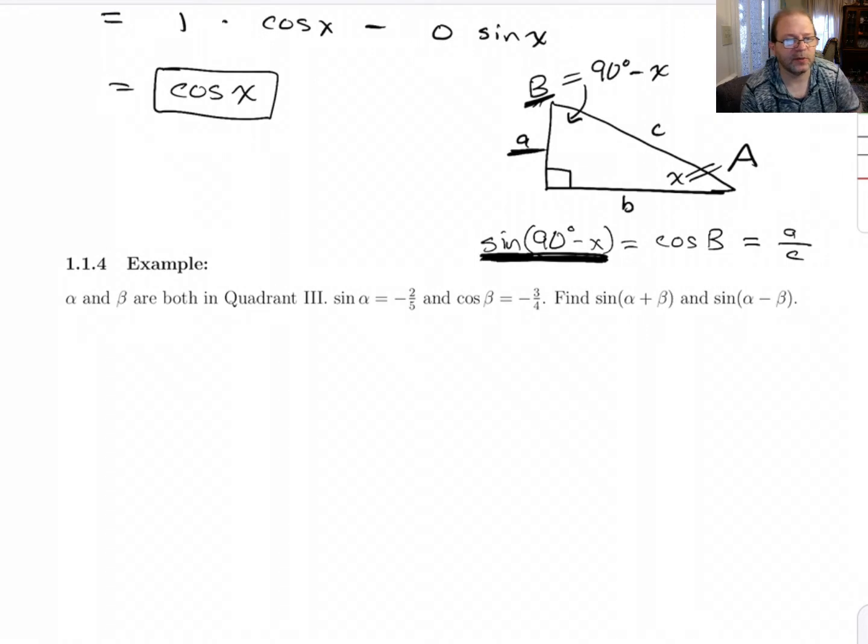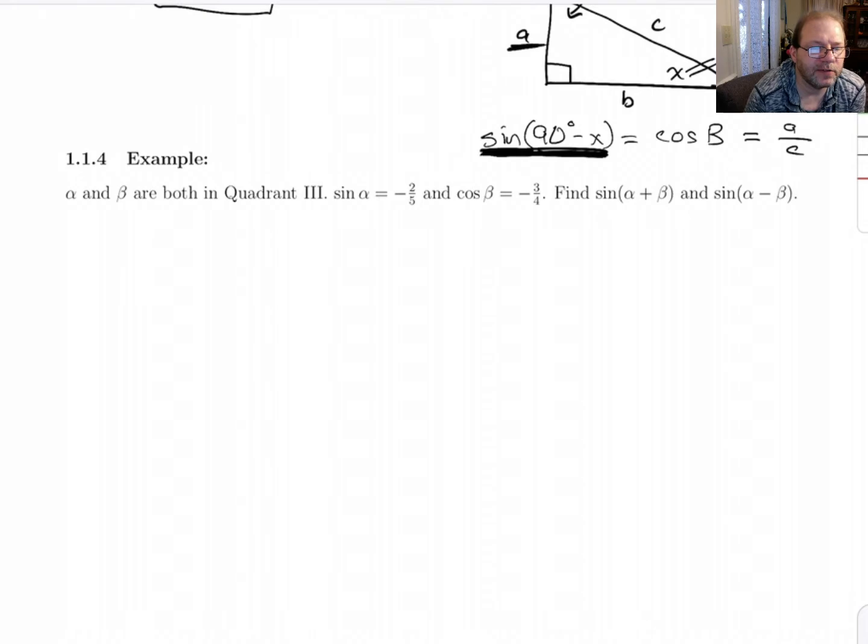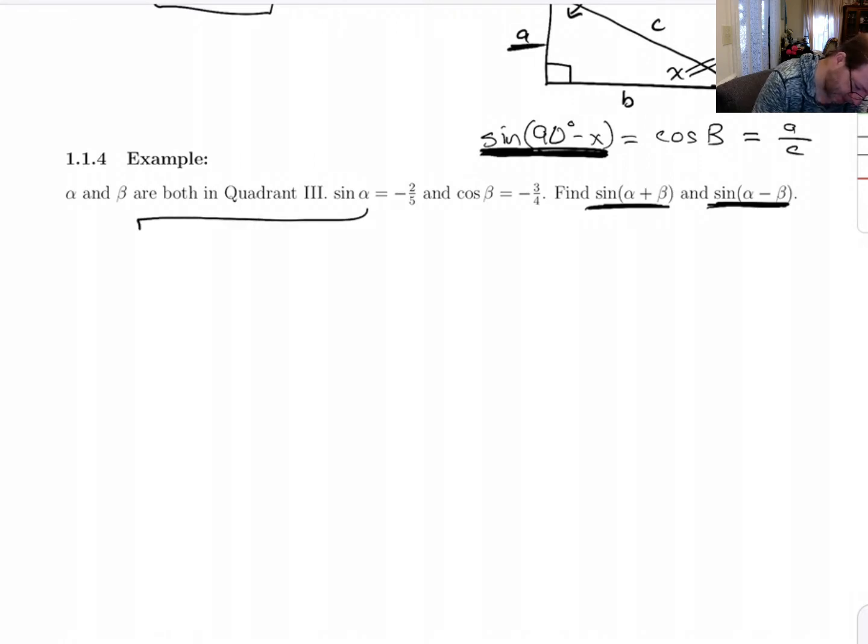All right, let's look at this last one. Alpha and beta are both in quadrant 3. Sine of alpha is negative 2/5 and cosine beta is negative 3/4. Find sine of alpha plus beta and sine of alpha minus beta. All right, well, let's see. Sine of alpha plus beta and sine of alpha minus beta both involve sine and cosine of alpha and beta. So let's look at this for alpha.